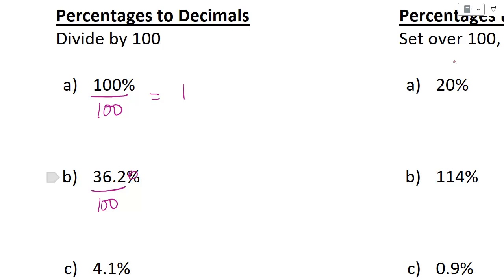36.2%. Again, if it's a percentage, it's out of 100, so we can get rid of that percentage sign, just put it over 100. And if we divide by 100, that's the same thing as moving the decimal point over to the left 2 spaces. So in this case, that's 0.362. Now that is a decimal. It's less than 100% is less than one whole.